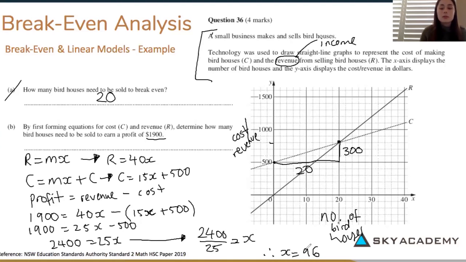So that's how you look at break-even analysis. It's how you determine your revenue formula and your cost formula. And once you've found those two, you can solve for your profit, or you can solve using profit to find x.